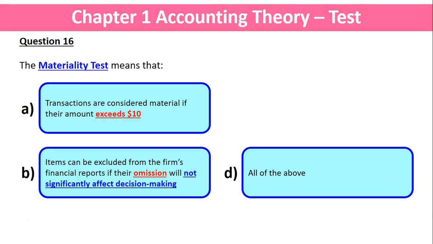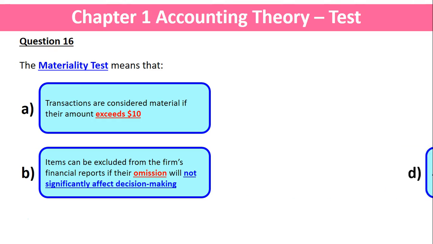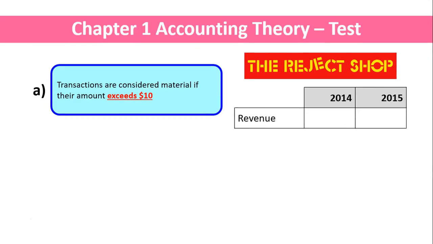Now we've gotten rid of option C, that must mean that there is no all of the above option, so we're going to get rid of option D. That leaves us with A and B. Let's look at A. The materiality test means you should include or consider things material if they are larger than $10. Is that true? It depends on the business.